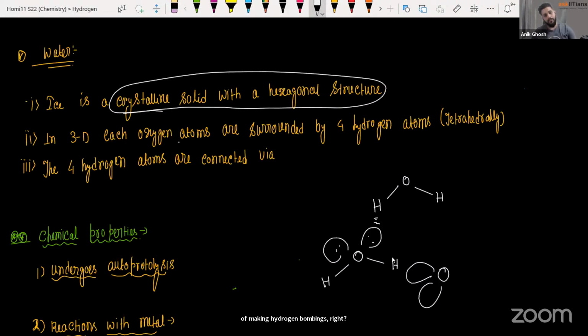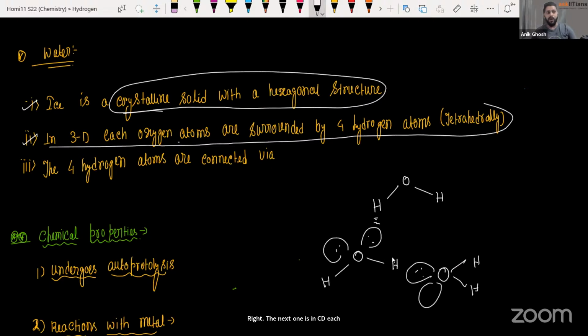So in this way, it makes specific kinds of hydrogen bonding to make a hexagonal, benzene-ring-like structure, right? The next one is in 3D: each oxygen atom is surrounded by 4 hydrogen atoms, tetrahedral.